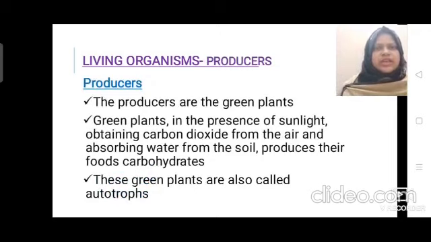Producers. The producers are the green plants. Green plants, in the presence of sunlight, obtaining carbon dioxide from the air and absorbing water from the soil, produce their foods, carbohydrates. These green plants are also called autotrophs.